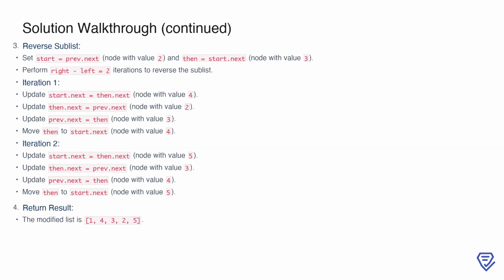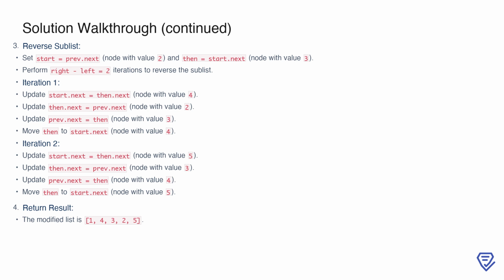Now, we proceed to reverse the sublist between positions left and right. First, we identify the starting point of the sublist by setting start to previous.next, which is the node with the value 2. We also initialize a pointer then to start.next, which is the node with the value 3. Since the difference between right and left is 2, we need to perform 2 iterations to reverse the sublist. In the first iteration, we update start.next to skip the node then is pointing to, effectively connecting it to the next node in the list, which is the node with the value 4.